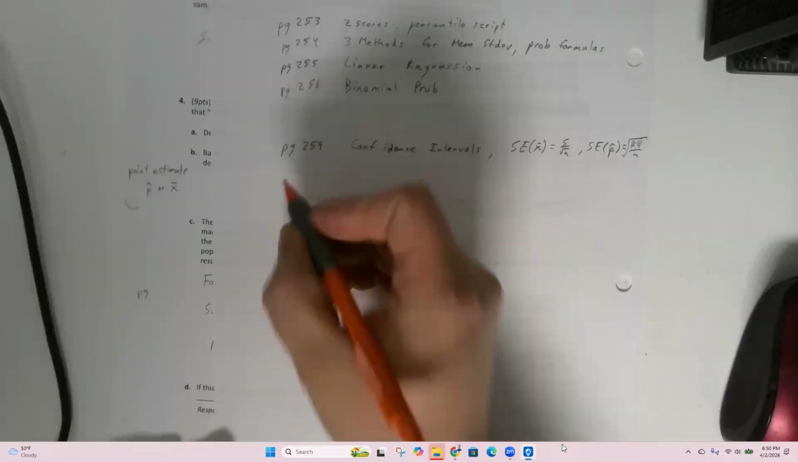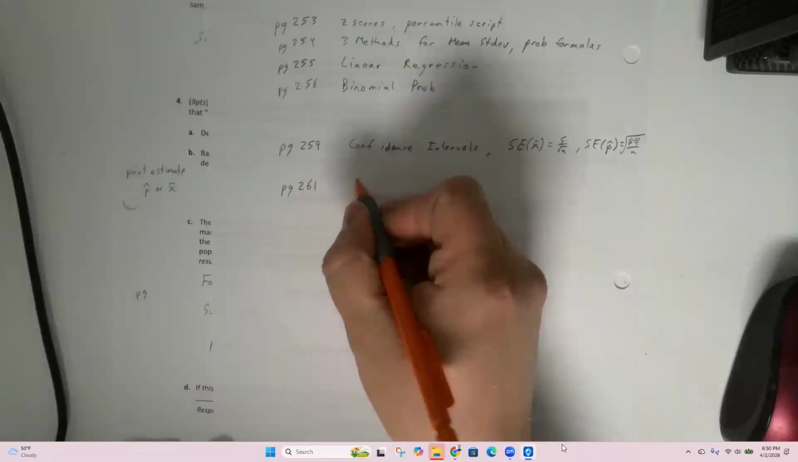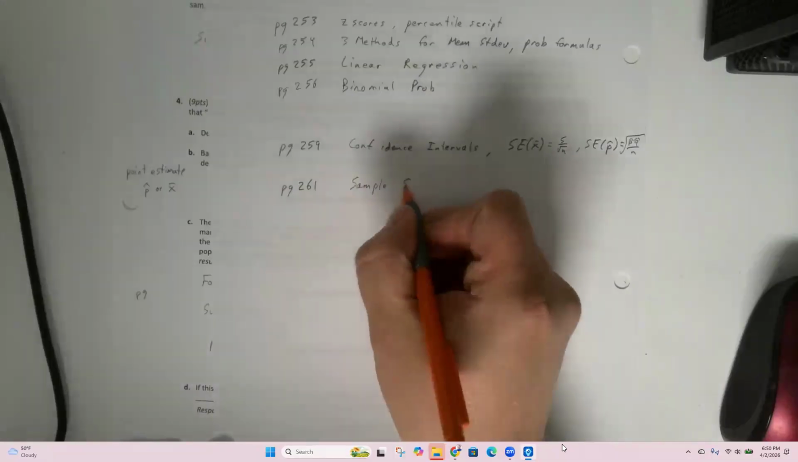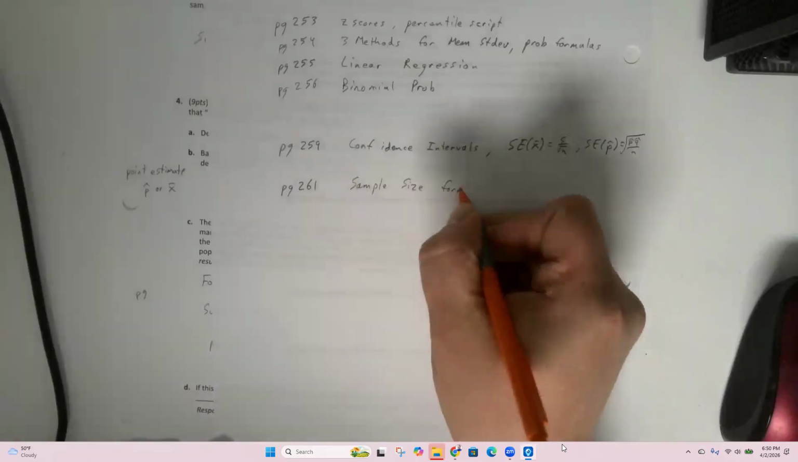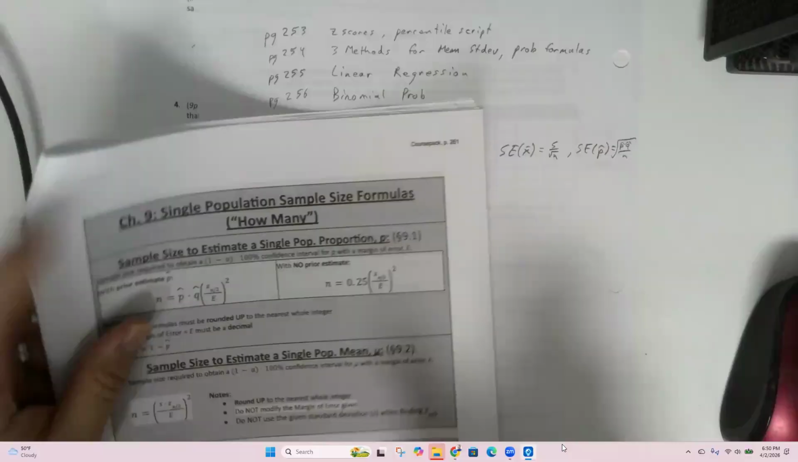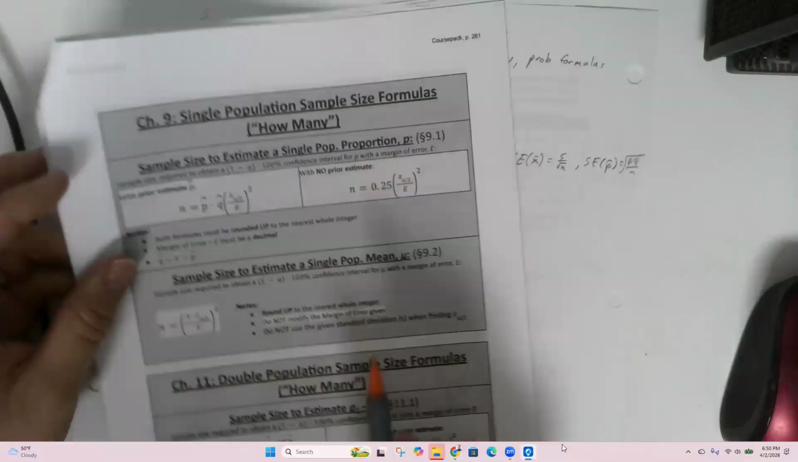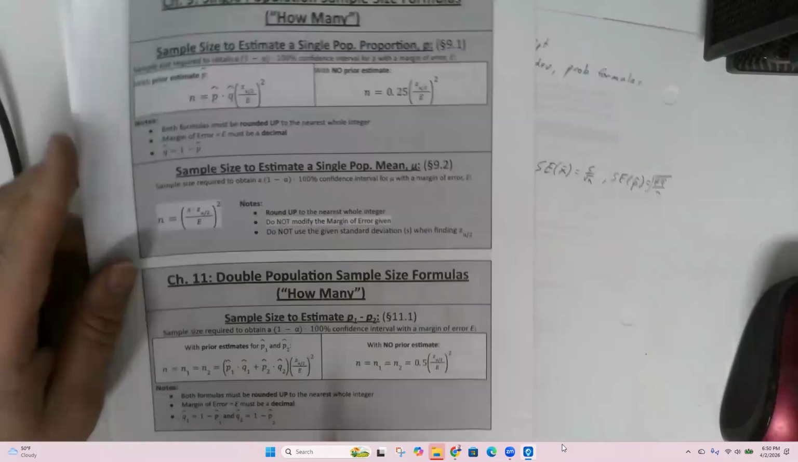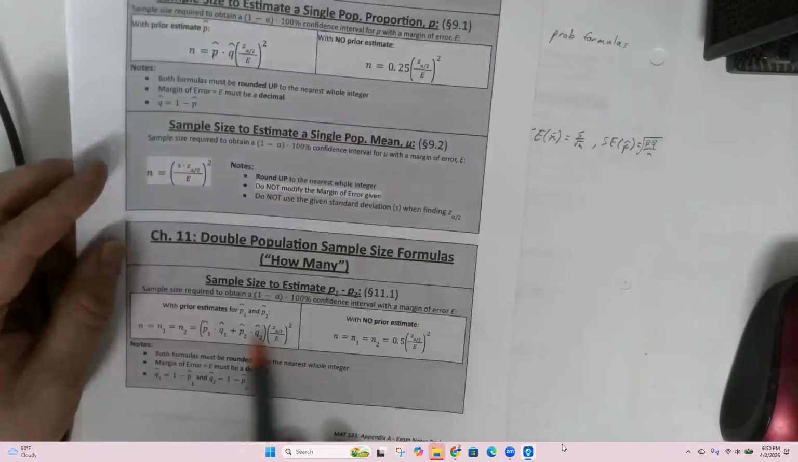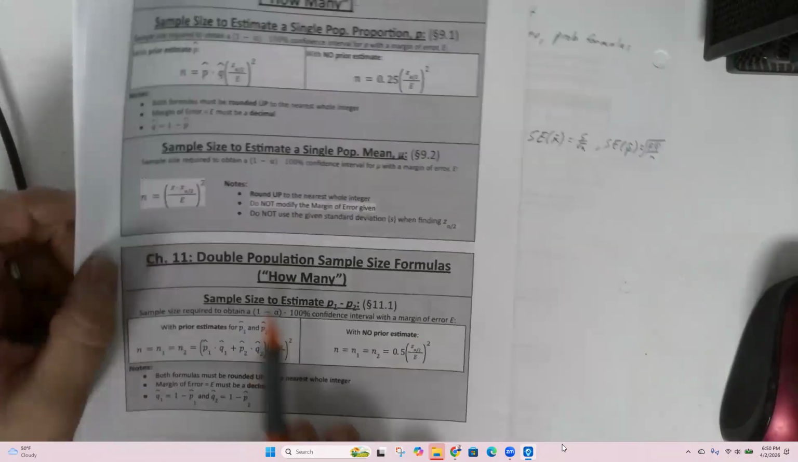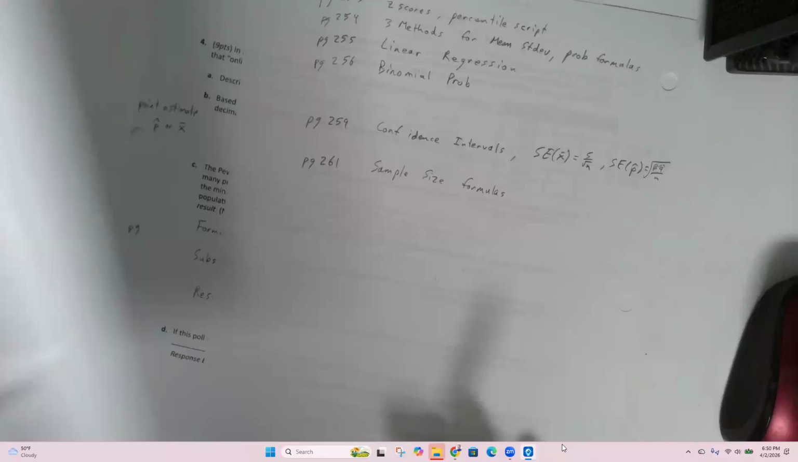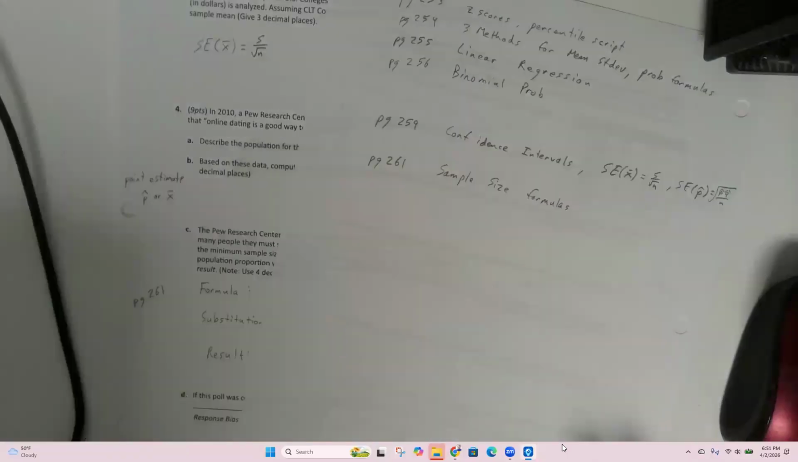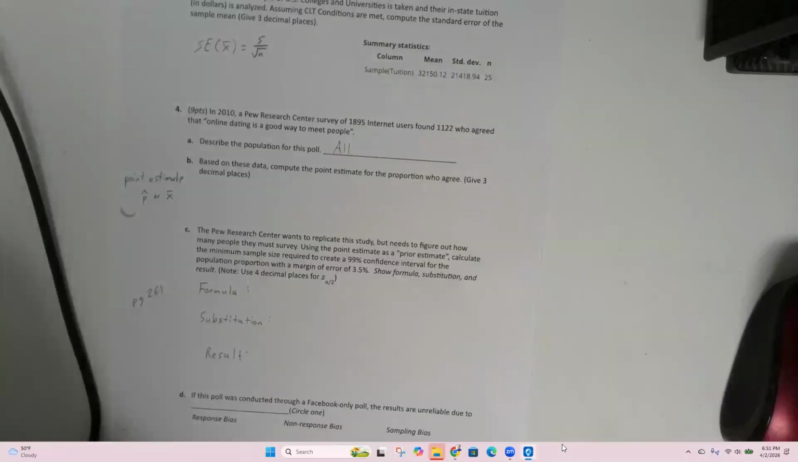So page 261 is sample size formulas, right? For how many. How many do you need? And there's a couple of them. This one, if you have a prior estimate, no prior estimate, if you're doing means. There's also two down here that we're going to talk about in chapter 11 when we talk about multiple populations, double populations. So all the sample size formulas are on page 261. Okay, all right, sounds good.